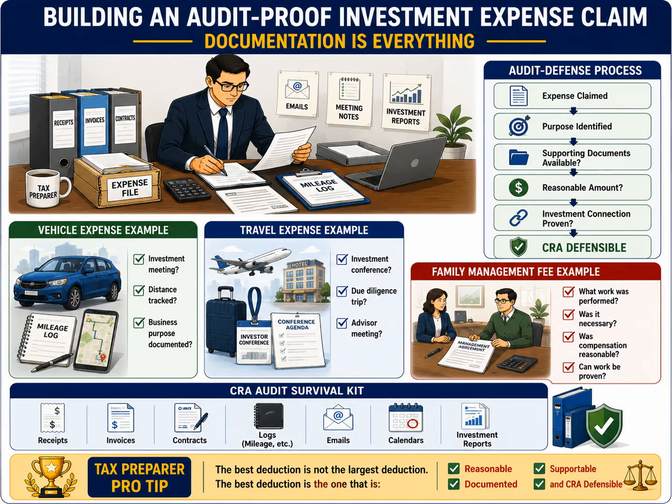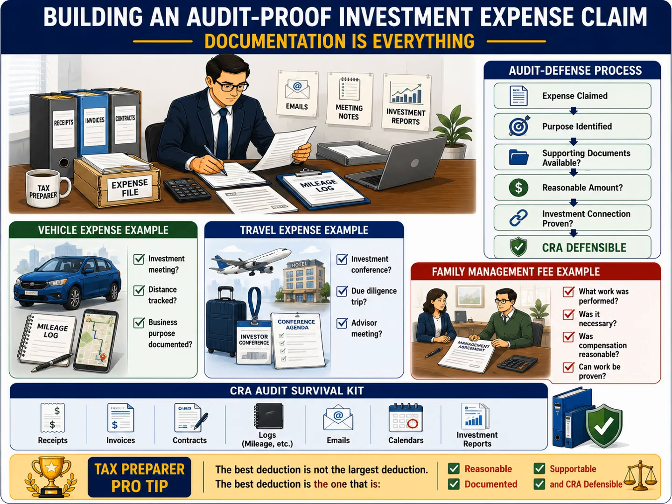On the left side of the slide, we have vehicle expenses. Vehicle costs are not automatically deductible simply because a corporation owns investments. The corporation should be able to show where the vehicle traveled, why the trip occurred, whether an investment-related meeting took place, and how the distance was tracked. Mileage logs, calendars, maps, and meeting records can become very important pieces of evidence.